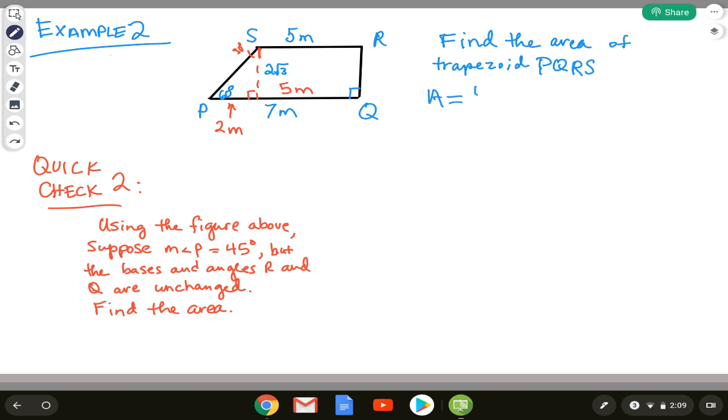So it'll be 1/2 times the height, which is 2 square root of 3, times the sum of the bases, which would be 7 plus 5. So when I multiply 1/2 times 2 square root of 3, I just get square root of 3, times 7 plus 5, which is 12. So this will give me 12 square root of 3. Now if you did it on a calculator, you would get the decimal version of this, but this is in meters squared.